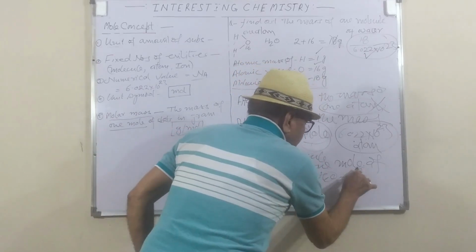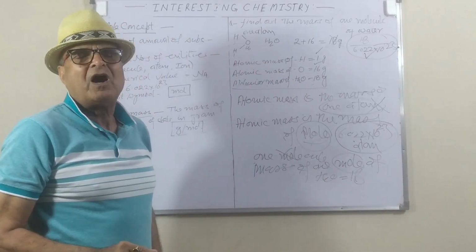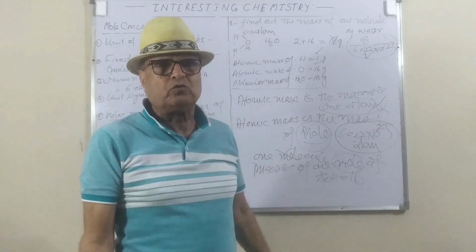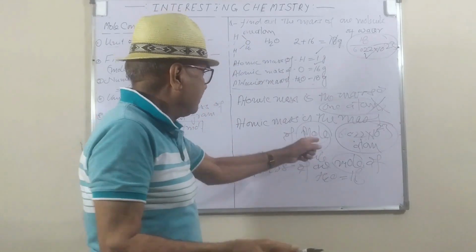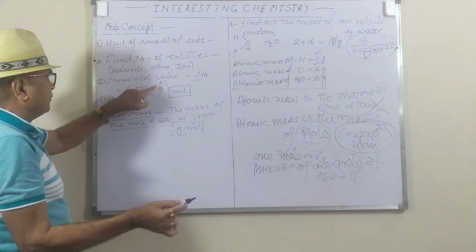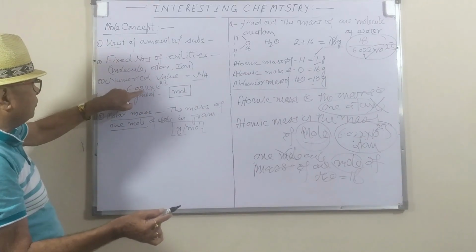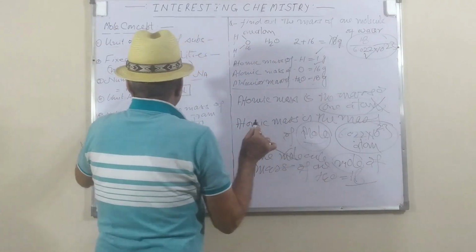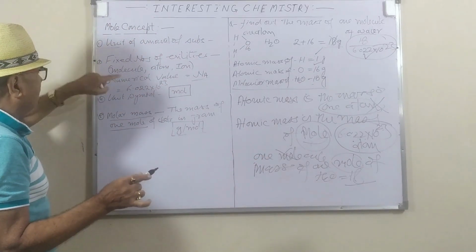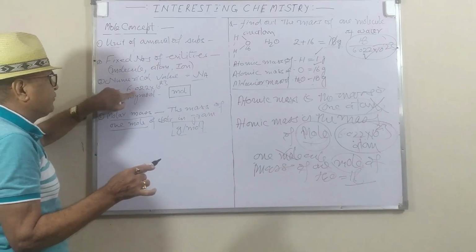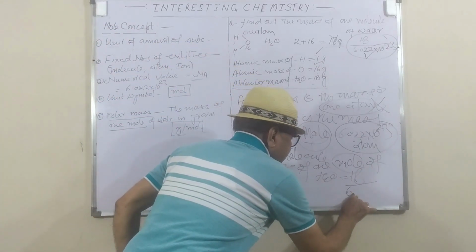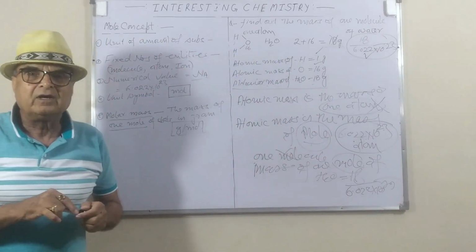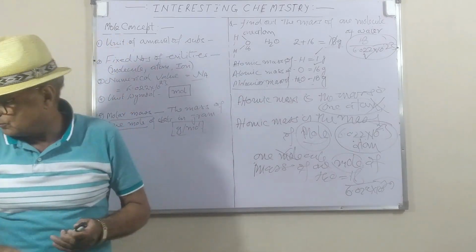So 18 is for this 1 mole. How many entities are there? How many molecules are there in 1 mole of H2O? You will say 1 mole contains 6.022 into 10 to the power 23 entities. So this is the mass of 1 mole, so the 18 will be divided by 6.022 into 10 raised to the power 23. I think you have understood all about this.